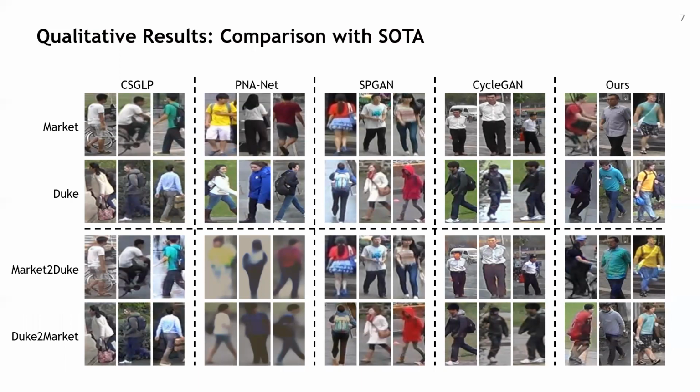Here, we compare our generated images with other cross-domain image generation methods. We show the generated images of Market to Duke and Duke to Market. As you can see in the last column group, DGNet++ can transfer the appearance factors, including clothing color and styles, across domains. Other methods, such as CycleGAN, CSGLP, SPGAN, can only transfer superficial factors such as illumination. And some methods can only generate quite blurry images, such as PNGAN.